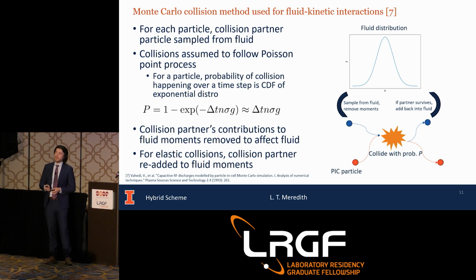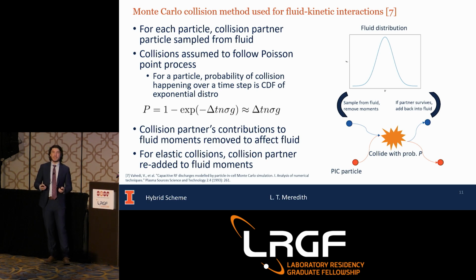Basically, the way this works is that for each of our kinetic particles, I'm going to sample, randomly draw from the fluid distribution, a collision partner. And then a collision is going to occur, whatever that means, with some probability. Since the original Monte Carlo collision method doesn't actually encode the effects of the collision on the fluid, we have to add those effects back into the fluid.